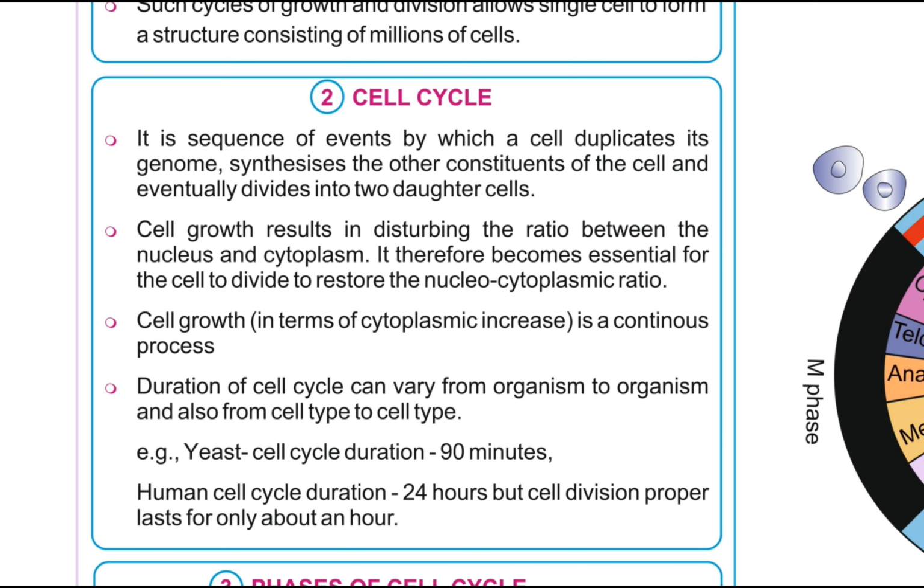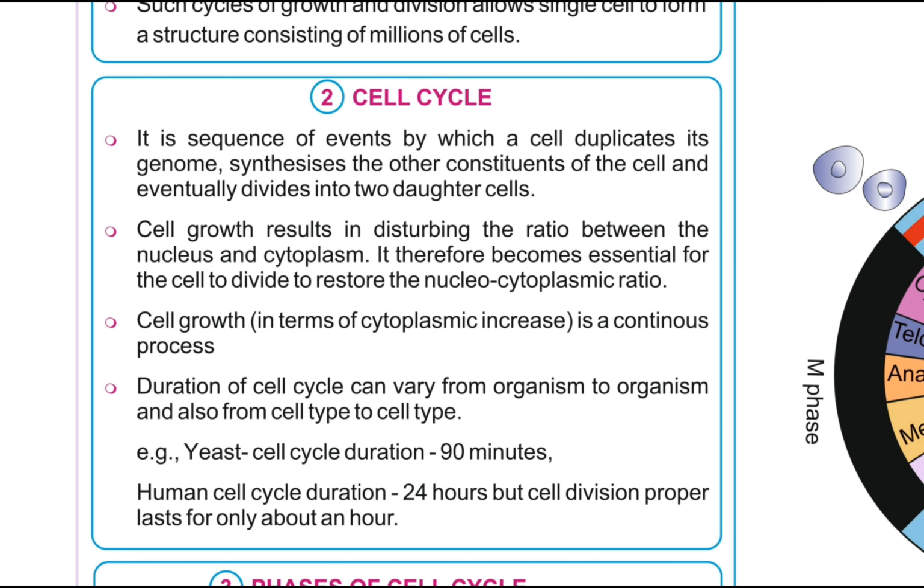Cell cycle. It is a sequence of events by which a cell duplicates its genome, synthesizes the other constituents of the cell, and eventually divides into two daughter cells. Cell growth results in disturbing the ratio between the nucleus and cytoplasm. It therefore becomes essential for the cell to divide to restore the nucleo-cytoplasmic ratio. Cell growth in terms of cytoplasmic increase is a continuous process.